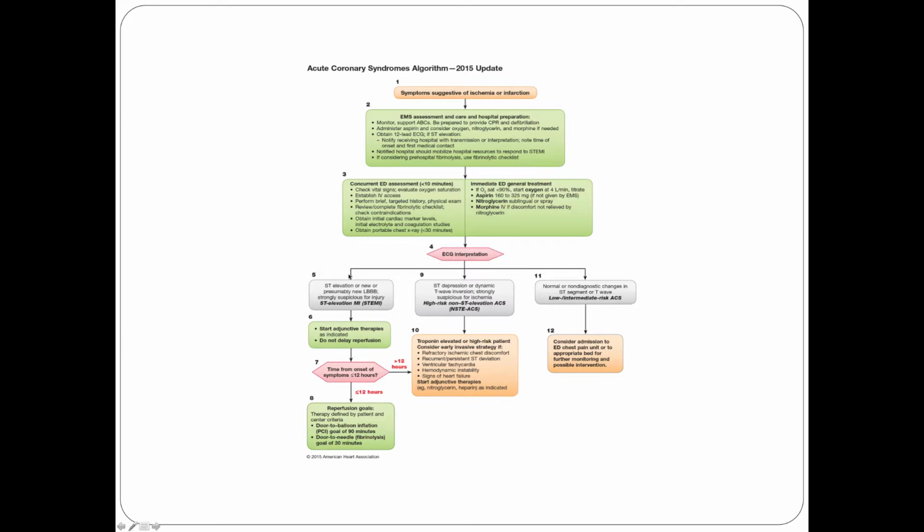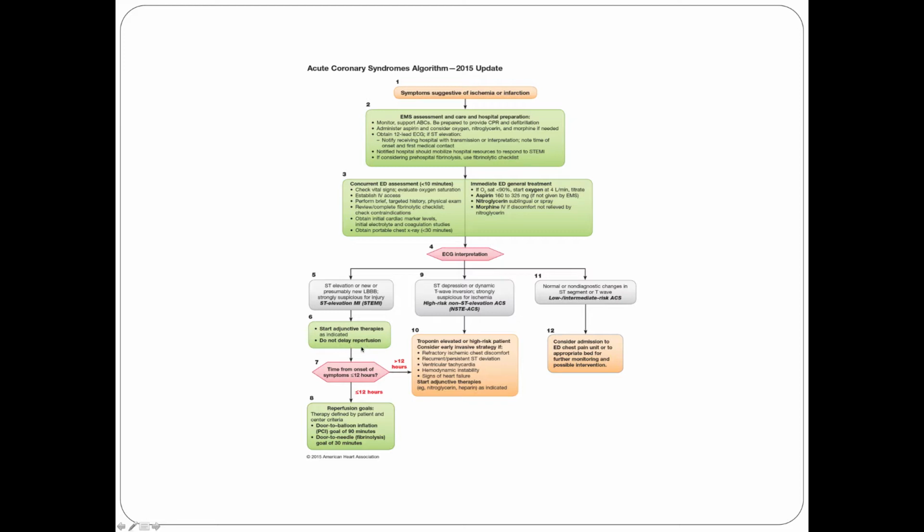We start seeing that on the left side we have ST elevation or new or presumed new left bundle branch block, which is a significant change. That strongly suggests injury for STEMI protocol. We have already established this. They are reconfirming that with their markers and other diagnostics. So now we're going to start some adjunctive therapies as indicated.